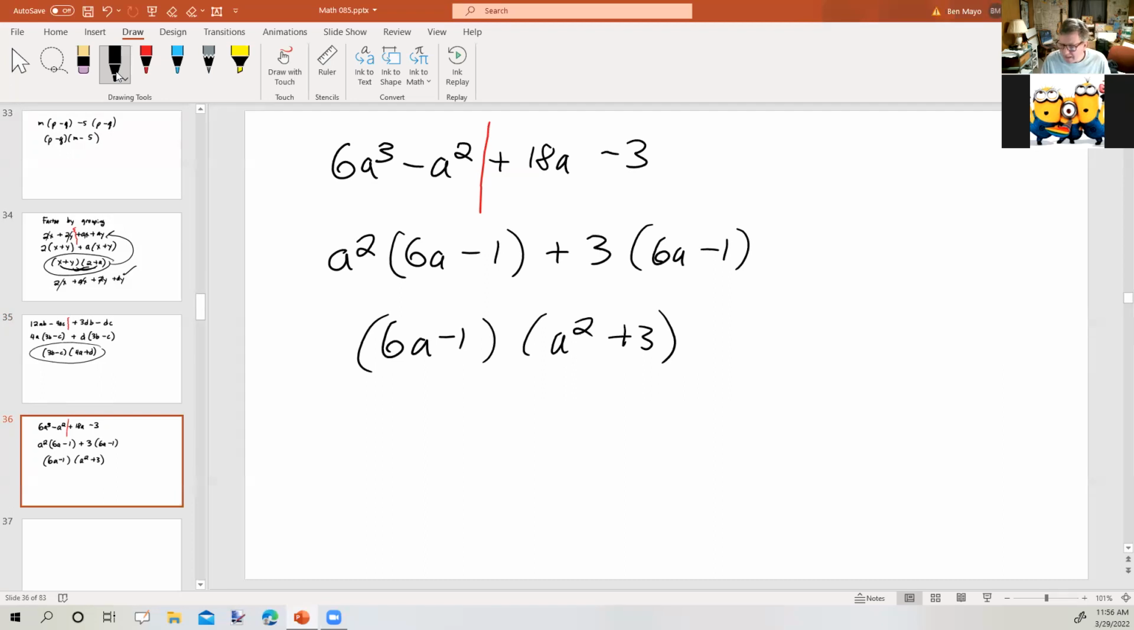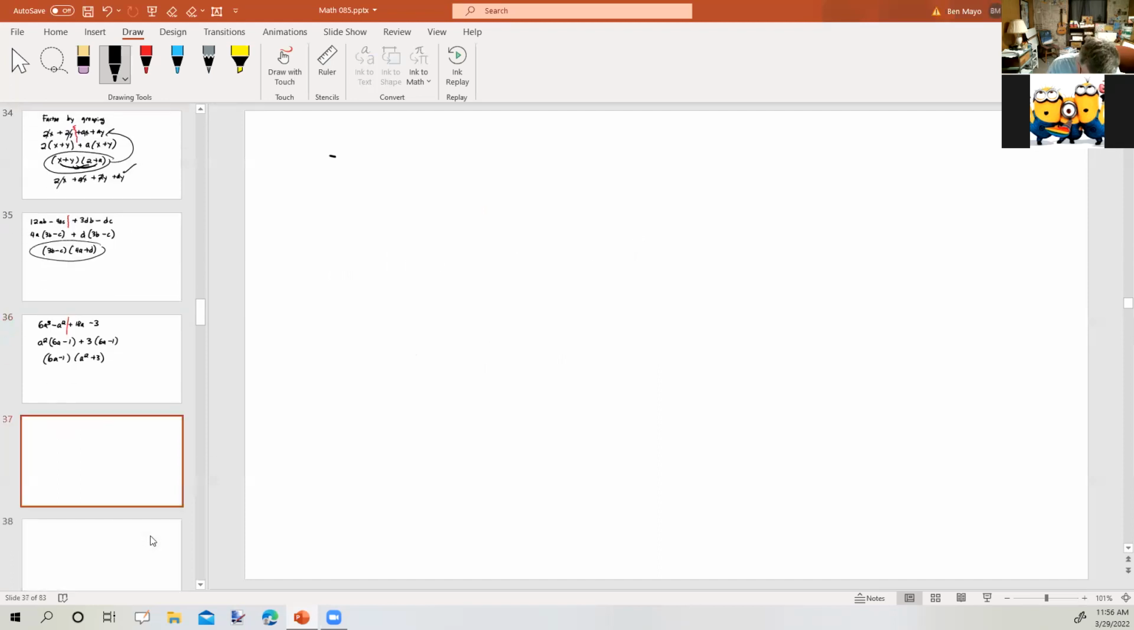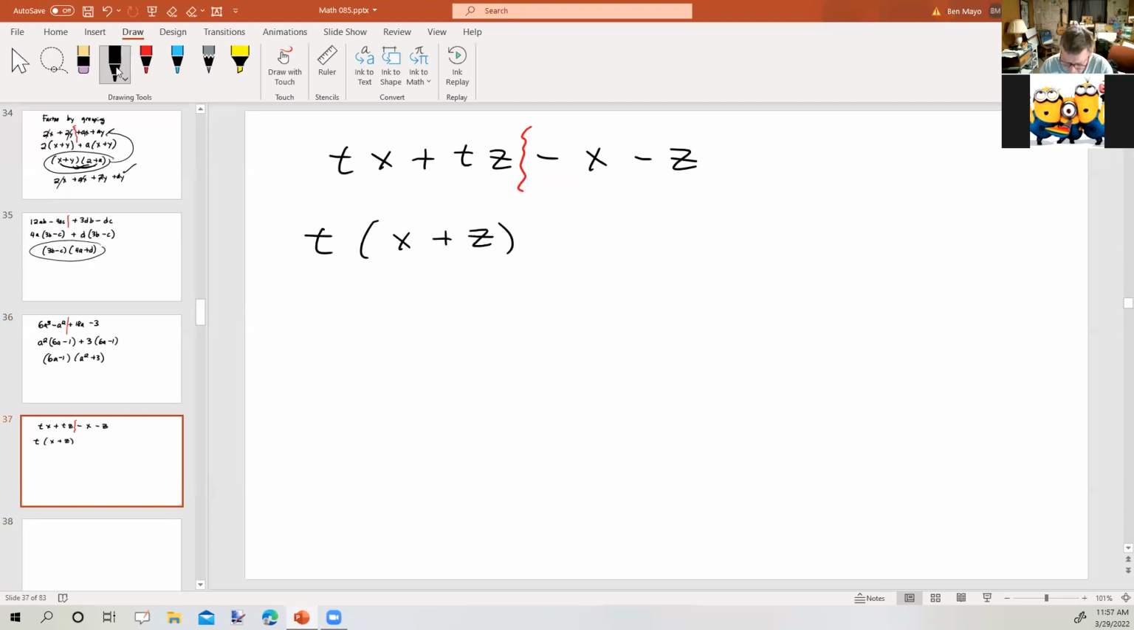Any questions about that example? All right, let's take a look at this one. It says tx plus tz minus x minus z. Well, the greatest common factor of all four terms is just a 1. So again, we'll use grouping. The greatest common factor of the first two terms is t, and the leftovers are x plus z.